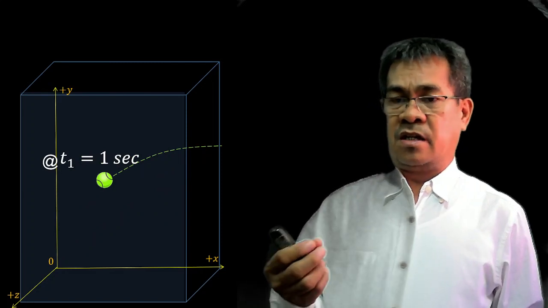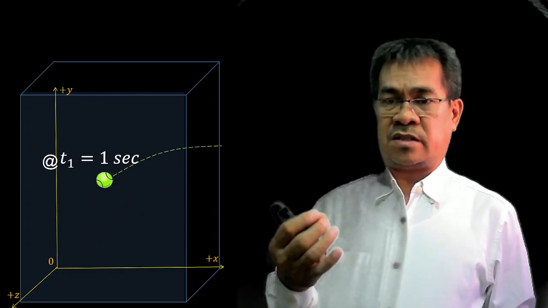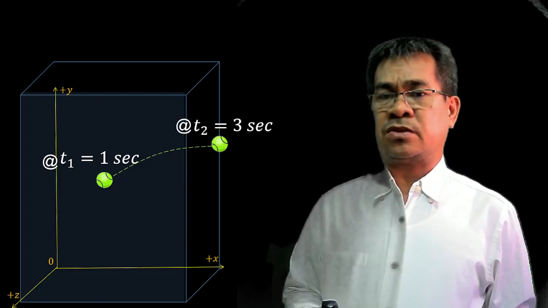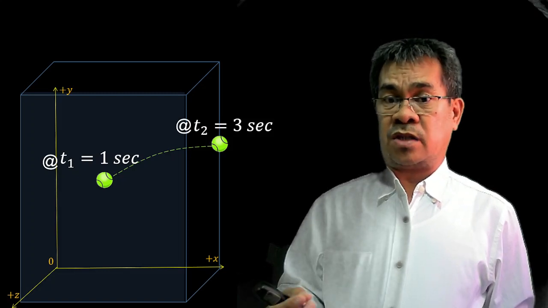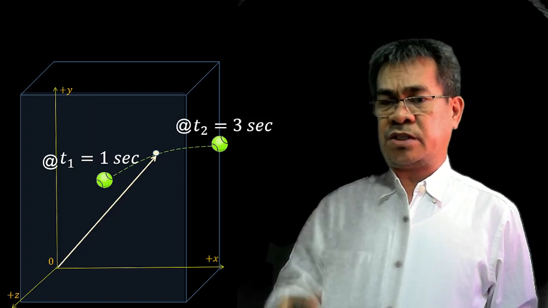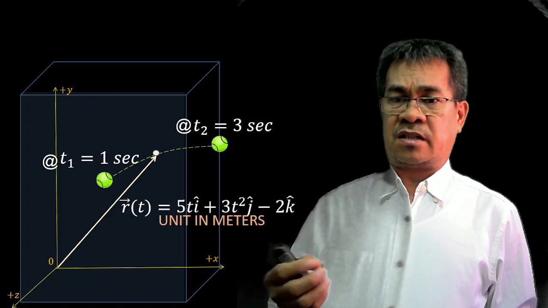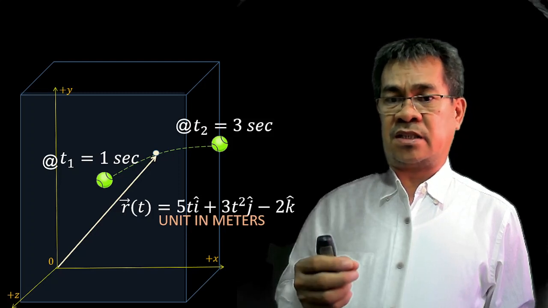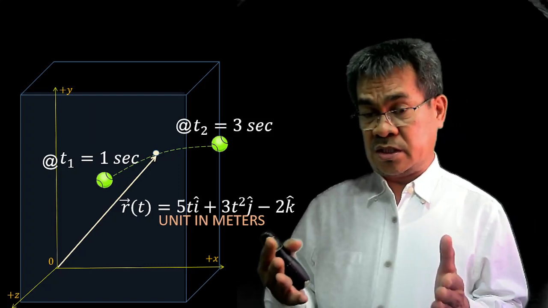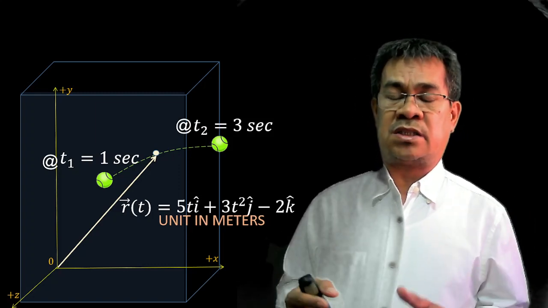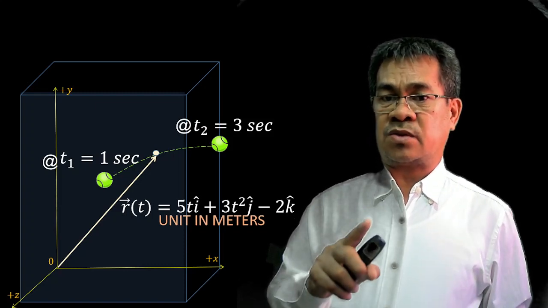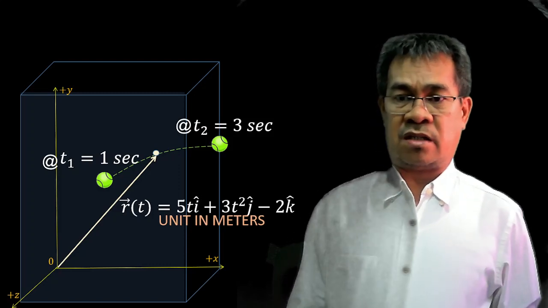Suppose the particle travels from point 1 at time t1 equals 1 second, and it ends up at another position, which is the final position, at time t2, let us say 3 seconds. And the position vector, meaning the position at any time, is given as 5t i hat plus 3t squared j hat minus 2k hat, and the units are in meters. So suppose this is the description of the travel. It has a position vector at any time in that equation: 5t i hat plus 3t squared j hat minus 2k hat.